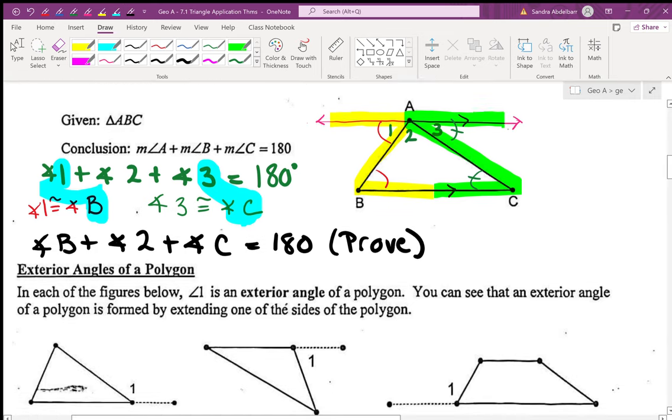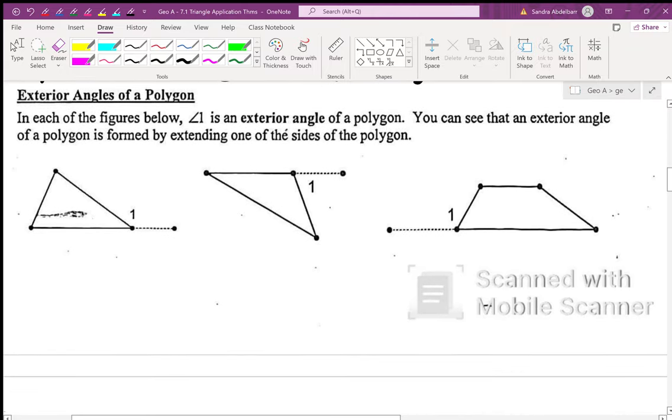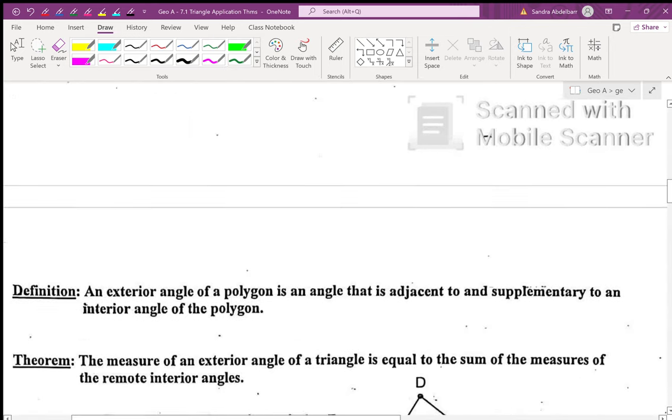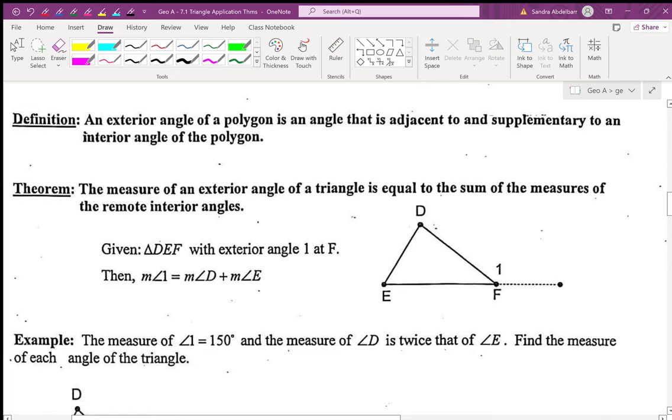All right, let's keep going. All right, an exterior angle of a polygon. An exterior angle of a polygon is if you take a polygon and you extend one of its sides to create an outside angle. That outside angle is called the exterior angle. So in all of these diagrams, angle 1 is the exterior angle. It's the angle that falls on the exterior or the outside of the polygon. Okay, definition. An exterior angle of a polygon is an angle that is adjacent to and supplementary to an interior angle of a polygon.